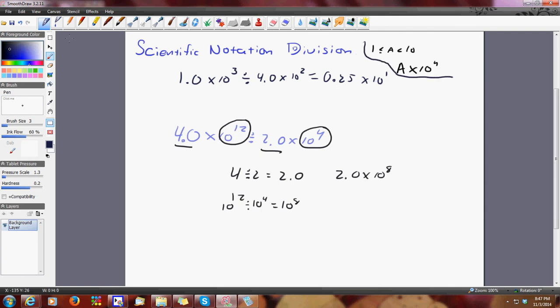This is no good because I said that A has to be between 1 and 10, and 0.25 is not. So I'm going to move my decimal one spot over to the right. I get 2.5 times 10, and now because I'm moving my decimal to the right, I actually have to subtract an exponent. It becomes 10 to the 0.